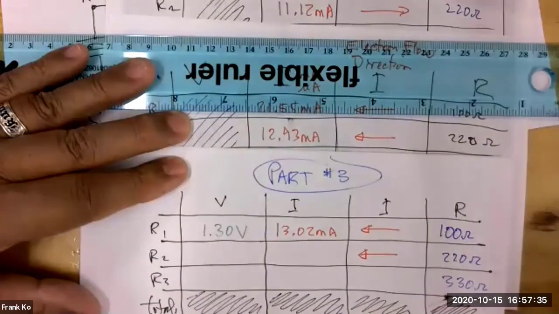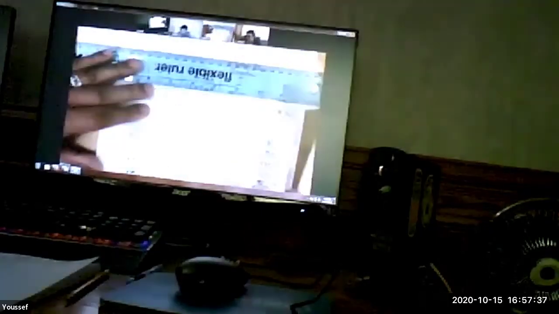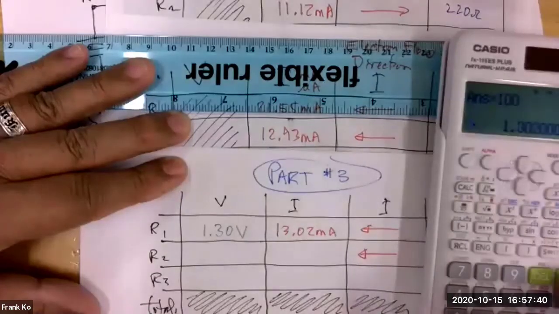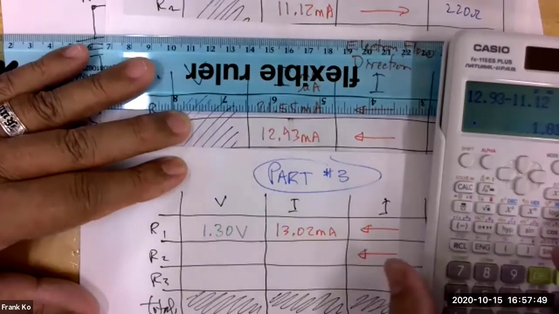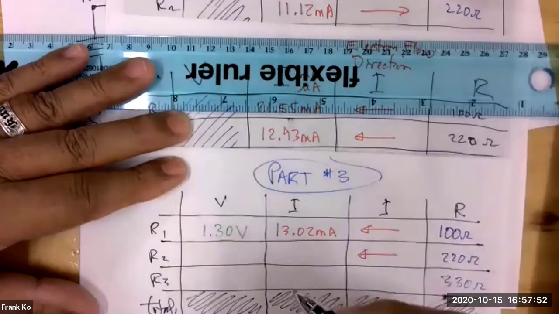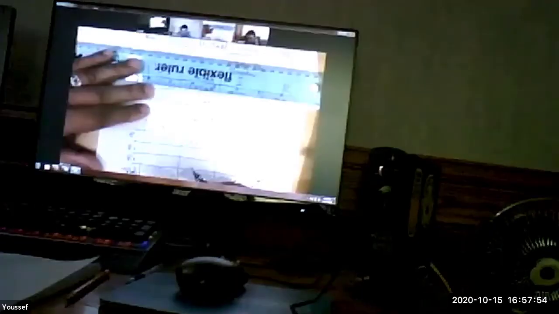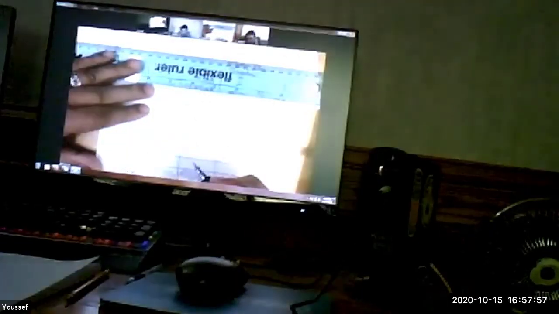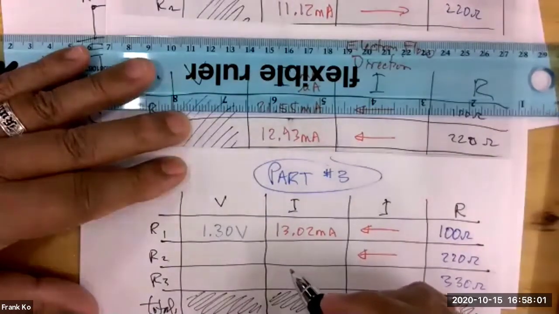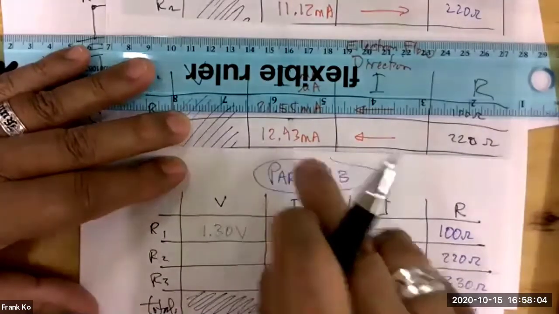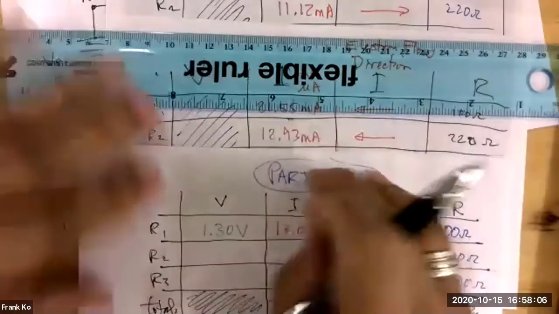Yusuf? You're going to subtract the smaller one from the greater one. Yeah, the smaller one will be subtracted from the larger one. So I will go ahead and take my 12.93 and subtract my 11.12. And so my milliamps works out to be, what do you get? We're subtracting. Oh yeah, it's 1.81 milliamps.